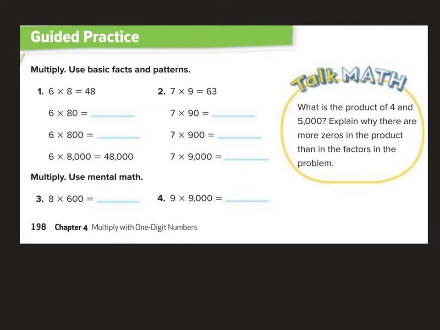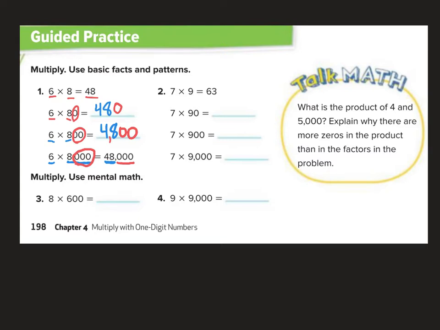Okay. So here we go. We're going to multiply. This is our guided practice using basic facts and patterns. If I know that 6 times 8 is 48, then I know 6 times 80 is 480. And if I know 6 times 800, first I'm going to do 6 times 8 is 48 with 2 zeros: 4,800. So to find 6 times 8,000, I'm going to do 6 times 8 is 48. I've got 3 zeros, done.